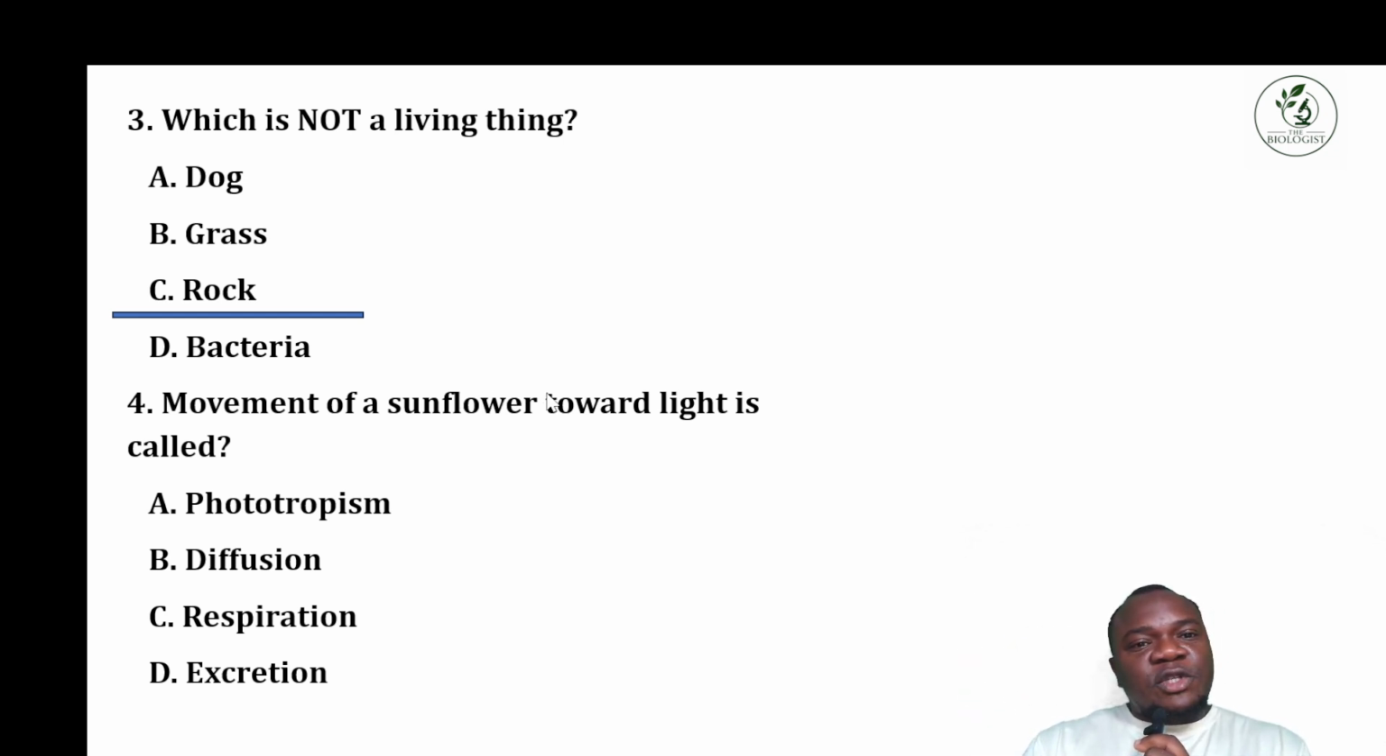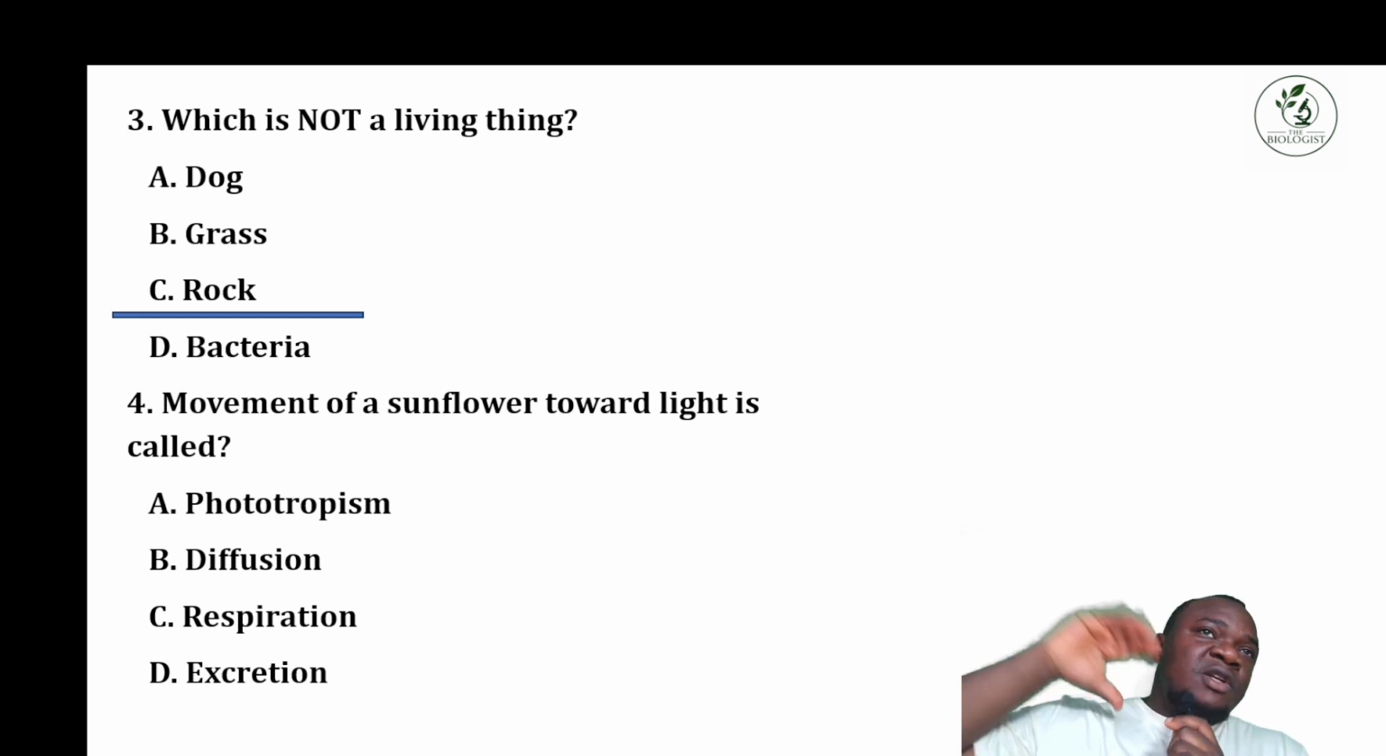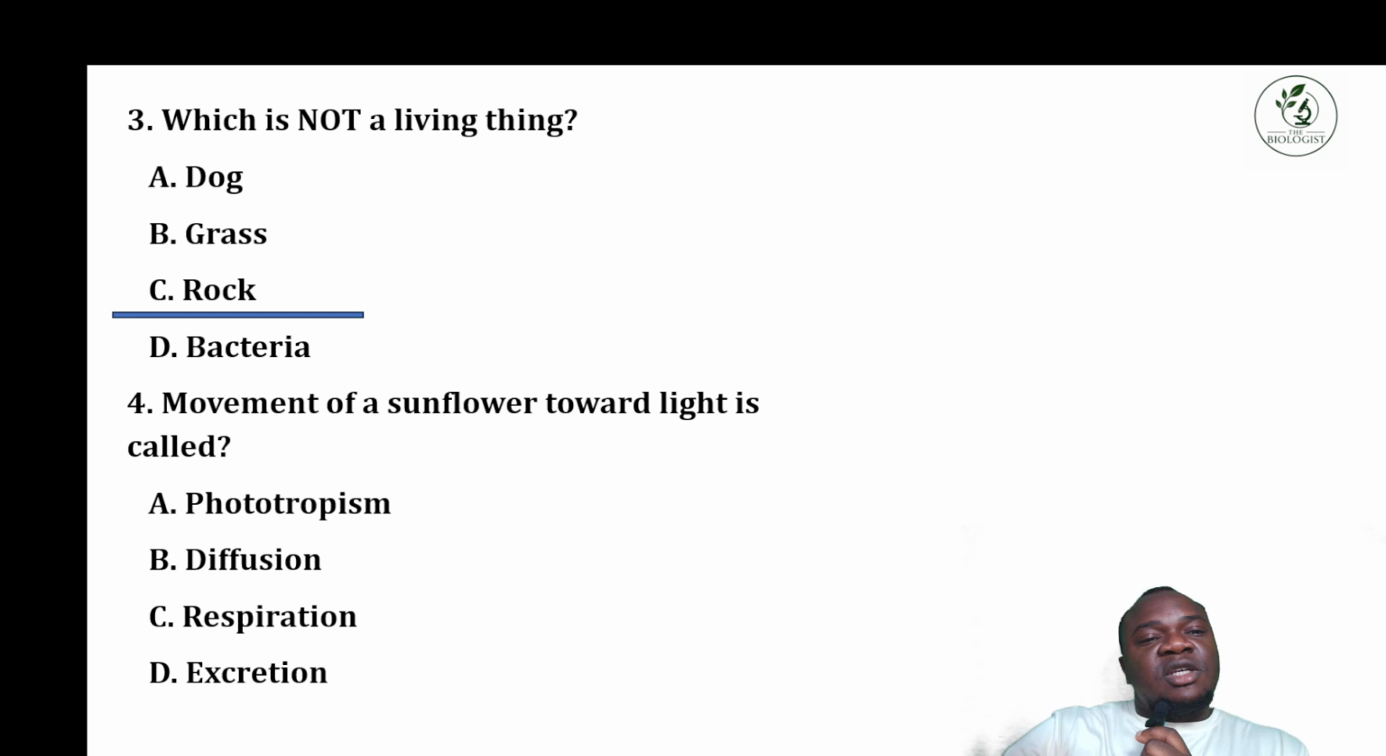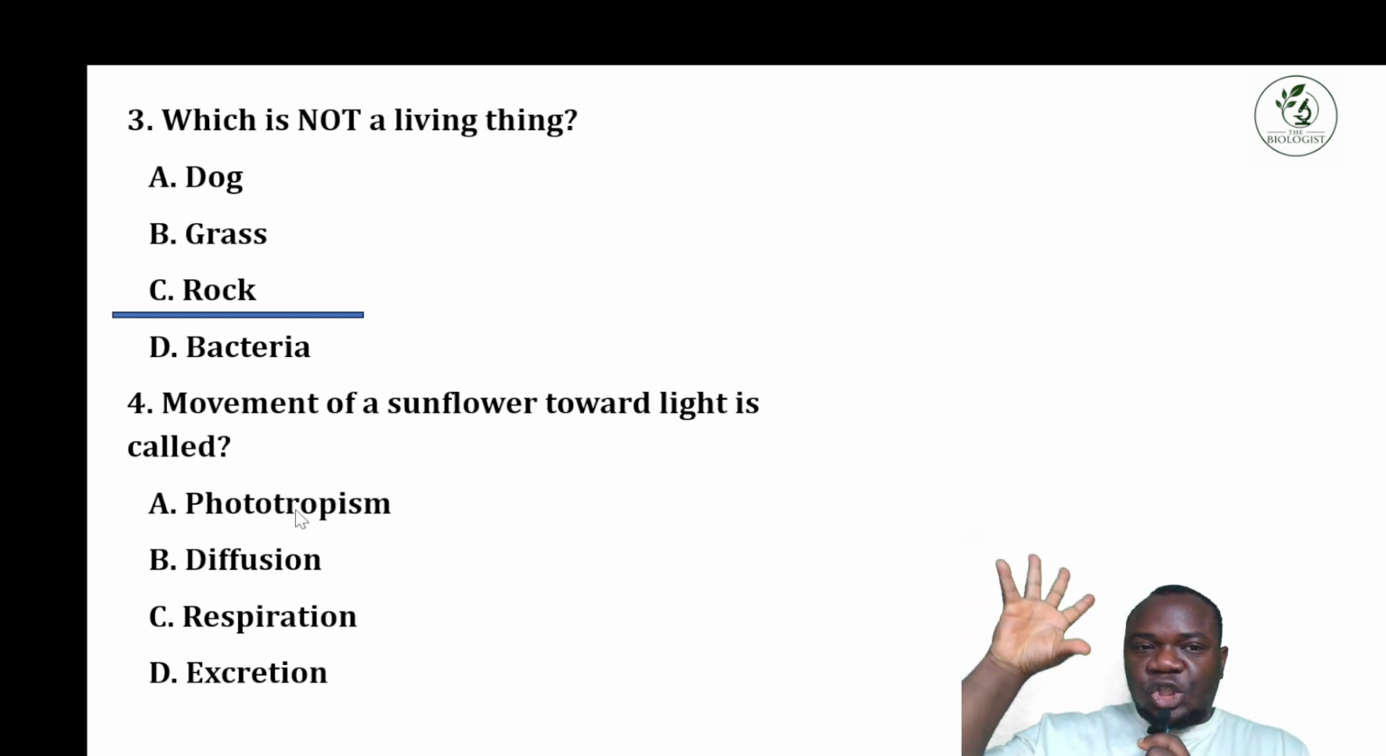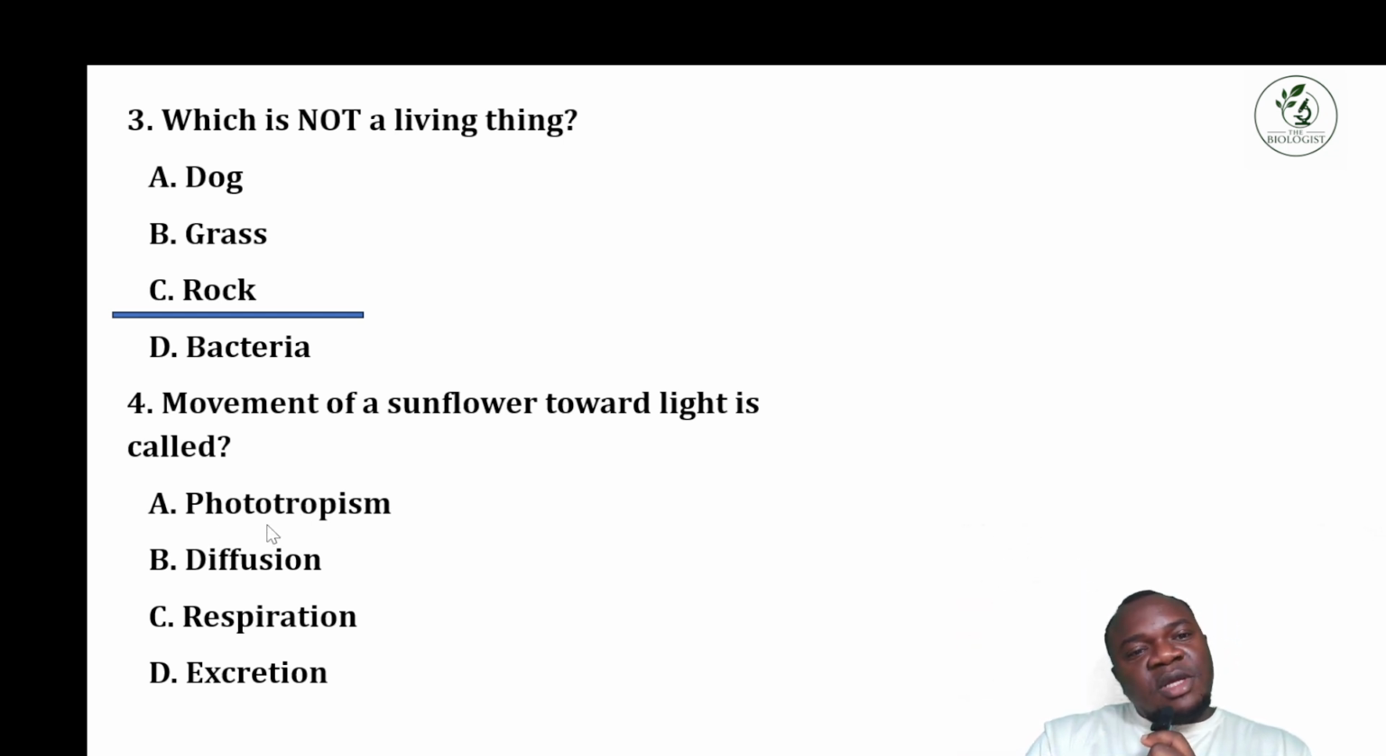So movement of a sunflower towards sunlight, like I explained if you watch this video, assuming there's sunlight, plants tend to move towards sunlight, they bend towards sunlight. So movement of the sunflower towards sunlight is called diffusion, respiration, excretion? So you see, phototropism is the answer. Tropism has to do with response. Photo has to do with light.